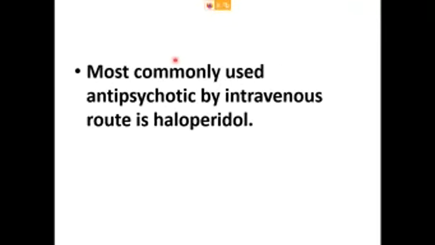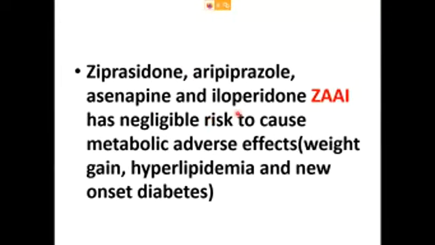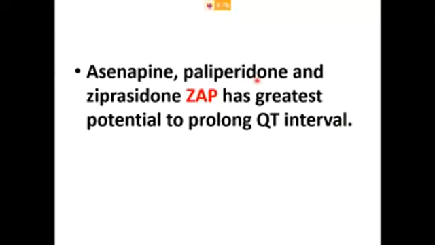So the most commonly used antipsychotic drug by intravenous route is haloperidol. Okay, and the drugs which produce less metabolic adverse effects are ZA: ziprasidone and aripiprazole. Other drugs which have negligible risk of metabolic adverse effects are asenapine and iloperidone. So remember, add AI along with that: ZA to AI.